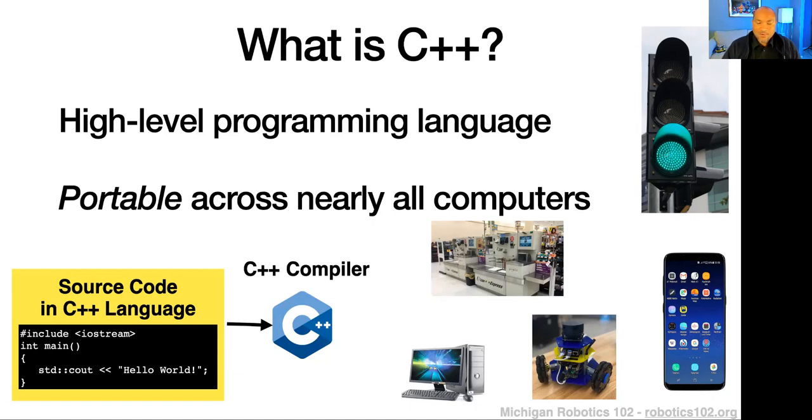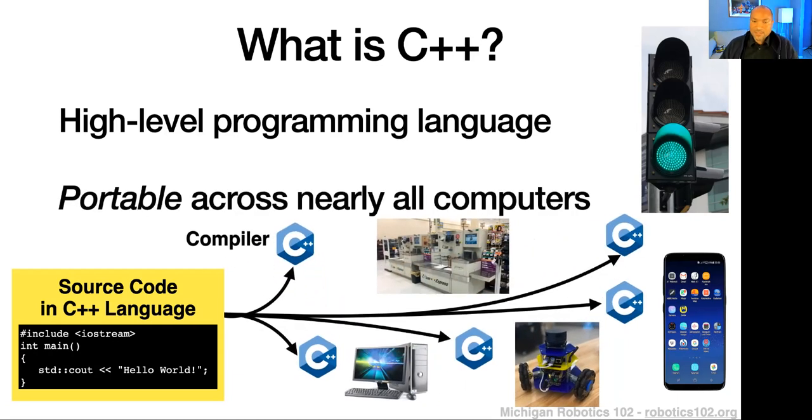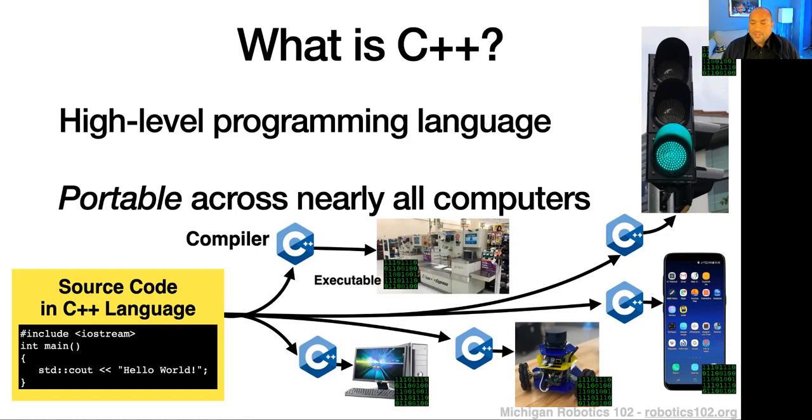What we mean by portable is that if we write a program, and then we have our C++ compiler, there are compilers that can target each of these different computers. Even though these computers may be different, with different processors and different types of components on board, the C++ compiler can take that source code and generate executables for each of these target platforms. So I can write one program, and it can run on many different diverse types of devices.